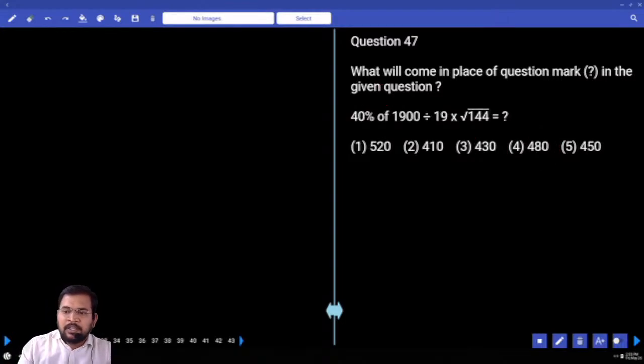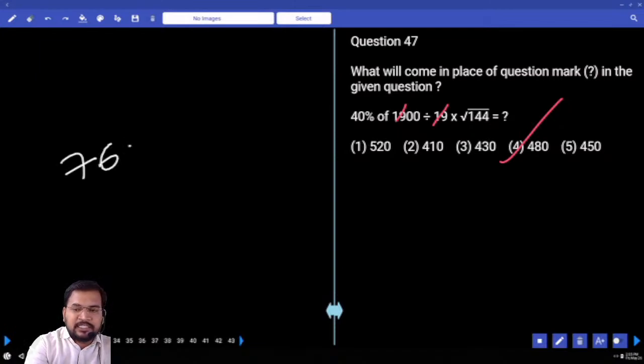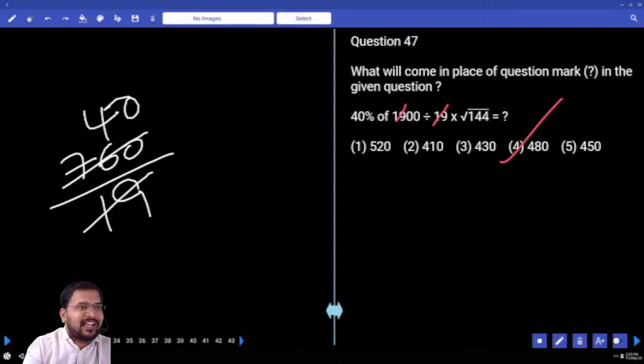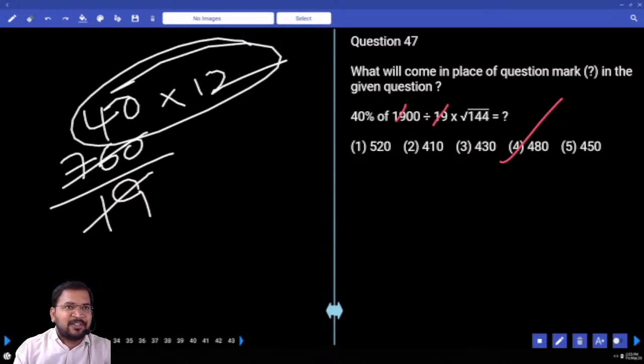Next one. Say for example the 19 gets cancelled. Half is nothing but into only. Don't worry about that one. So 40% of 100 is 40. 40 into 12 is 480. Otherwise, you find 40% of 1900 and see how much it comes to. It's 760 by 1940 times only, I got the same thing. 144 is 12, 12 into 40. Are you clear? There's no need to do such circus.